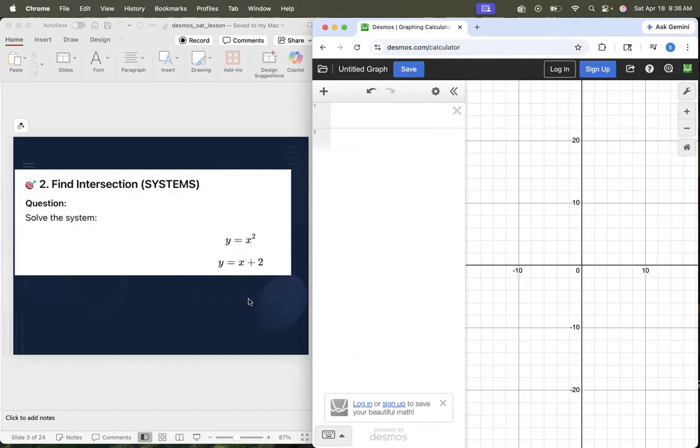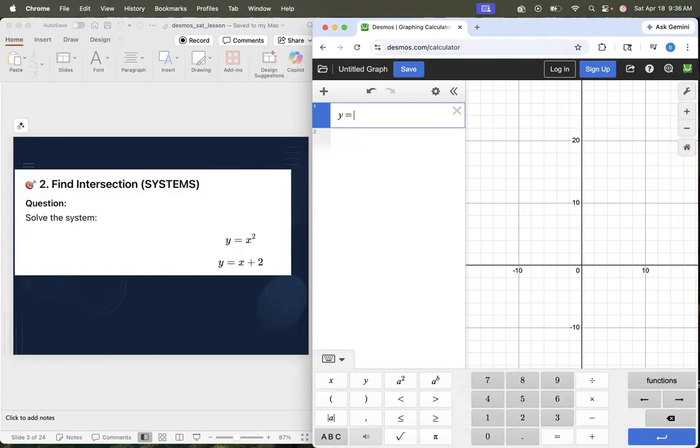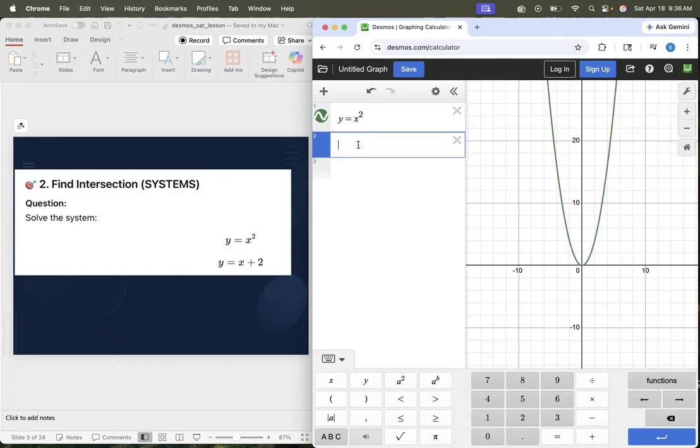The next one is intersection. Intersection of a line and a curve: two equations where they intersect is the answer choice. Solve the system. Same thing. y is equal to x squared, that's your first one. And the second one, y is equal to x plus 2. Wherever they intersect, if you put the marker there, it will give you (2, 4) and (-1, 1). These are the intersections, and those are the solutions of the system.